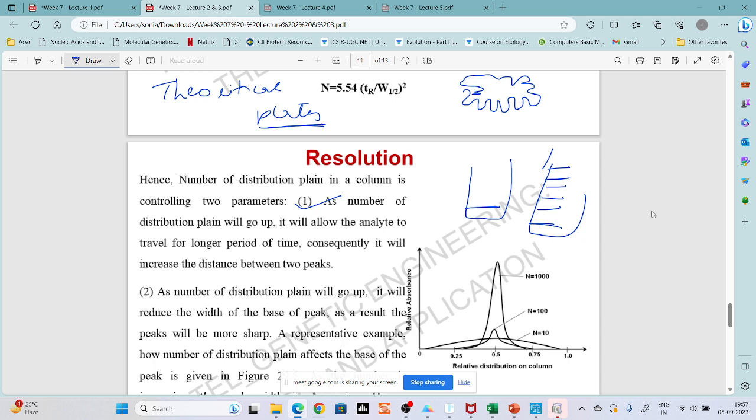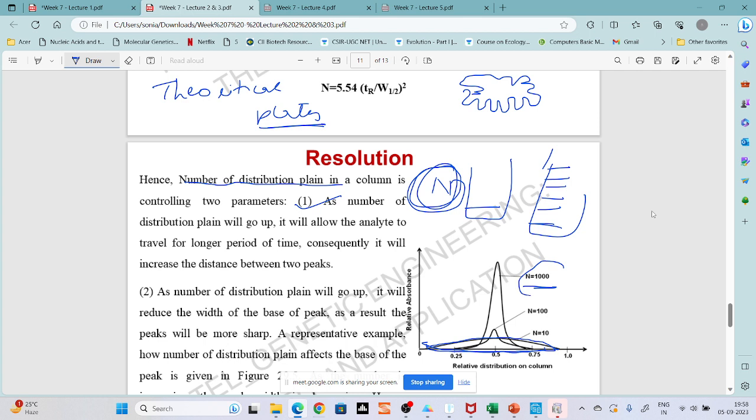That means the number of distribution planes is given by n, capital N. So as N is increasing, your peak is becoming even sharper. You can see when N is equal to 10, the peak is so broad. This is your N equal to 10 peak. It has such a long width. As N becomes 100, you can see the width of the peak has decreased. When N has become 1000, you can see such a sharp peak is coming.